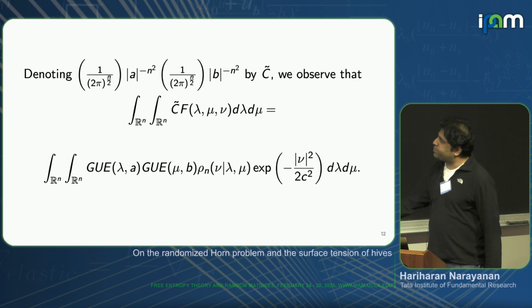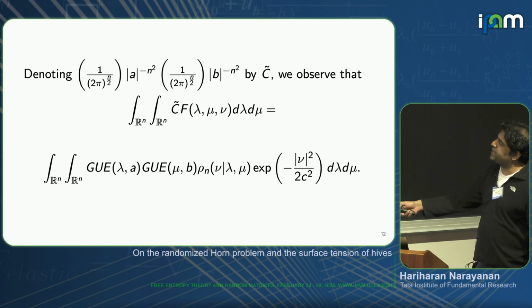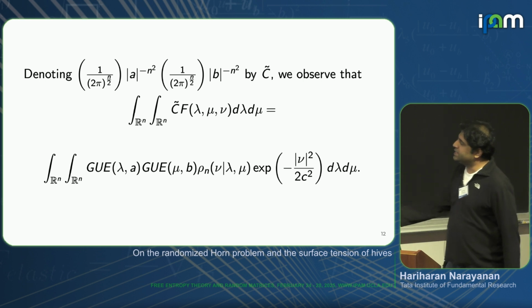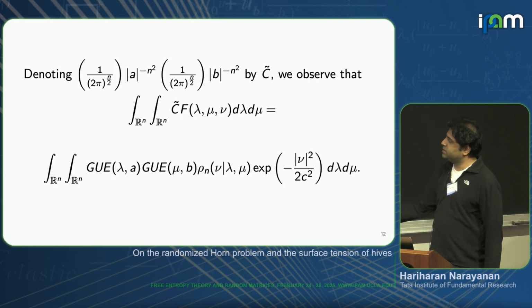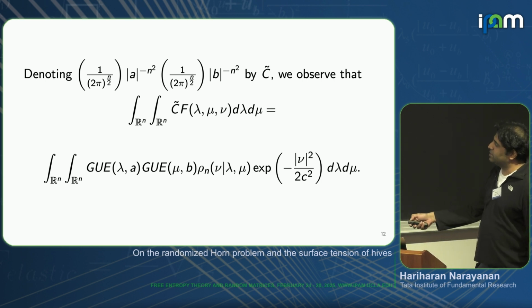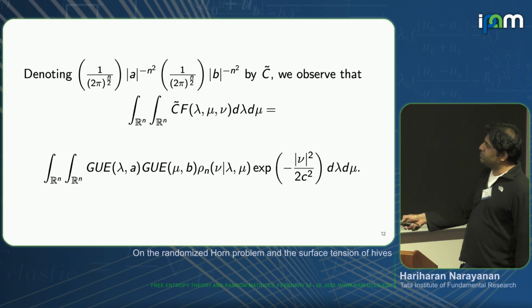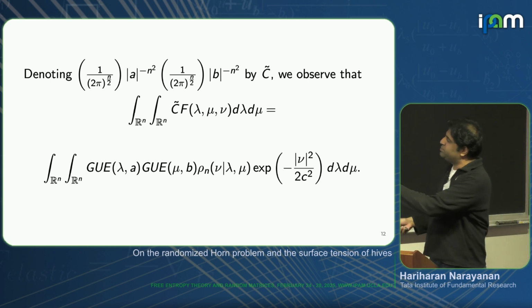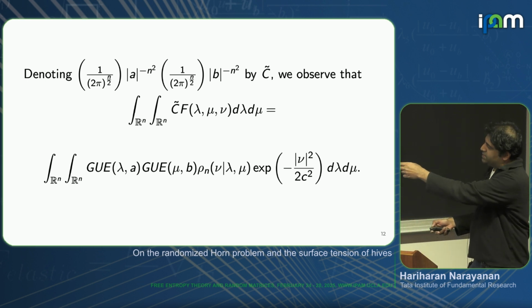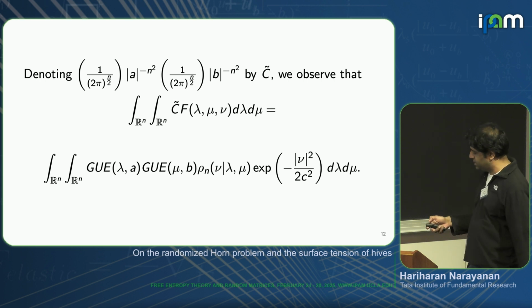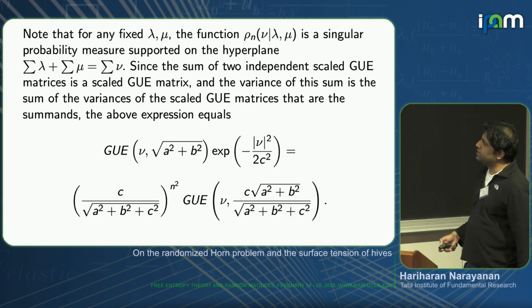So if you just take the product of this, these are some normalization factors associated with the GUE, call that C tilde, then the double integral over R^n and R^n of C tilde f is equal to this quantity. It's the product of GUEs, and that other factor with the exponential thing for the C square. So the A square and B square got contained in the fact that we are taking the GUE measures in the beginning, but this C square we have to put in extra.